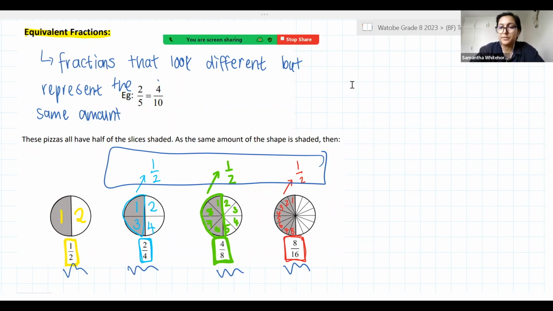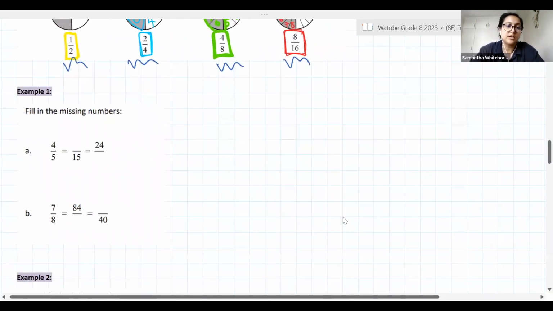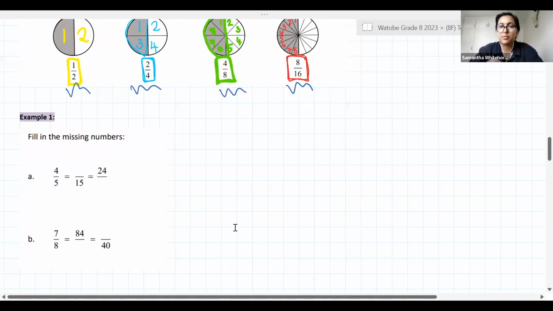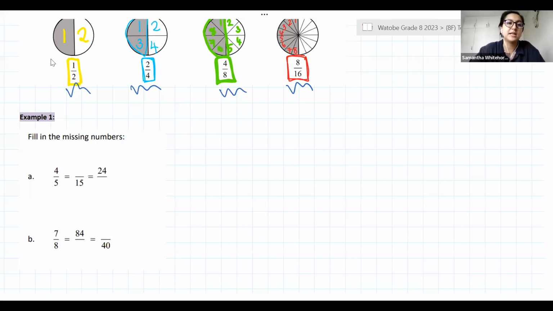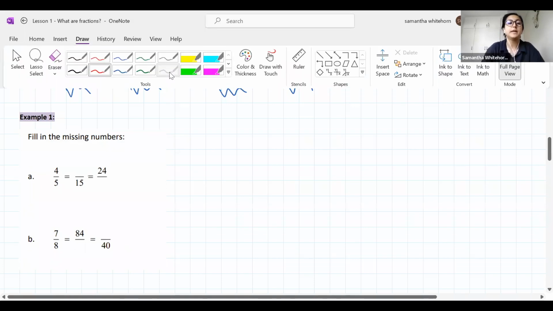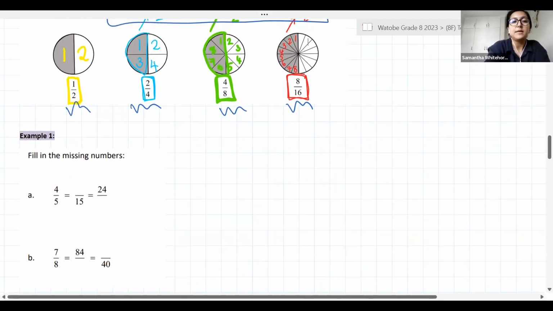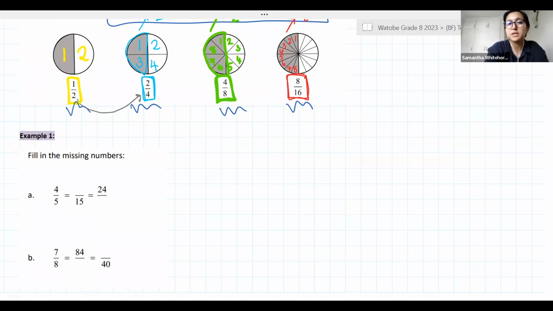Alrighty, guys. So let's have a quick look at how we deal with equivalent fractions, and then we'll take a little brain break before we carry on. So equivalent fractions, like I say, they need to represent the same parts of the whole. That is what they are. Now, when you're trying to find equivalent fractions, what you can see from the pizza slices over here is that to get from one fraction to the next, I need to perform some sort of operation.